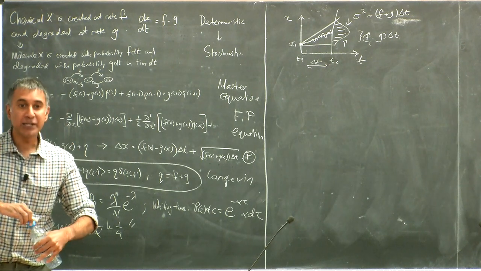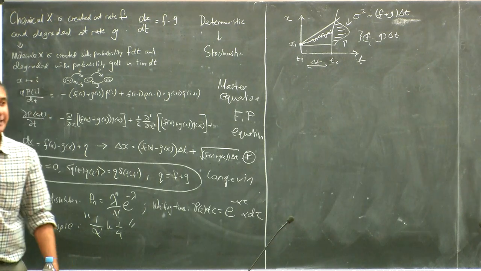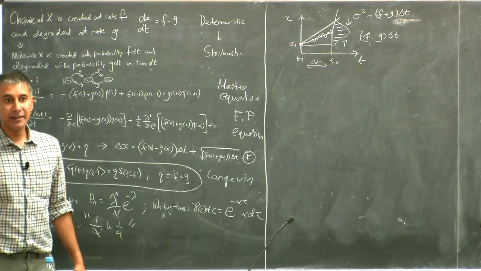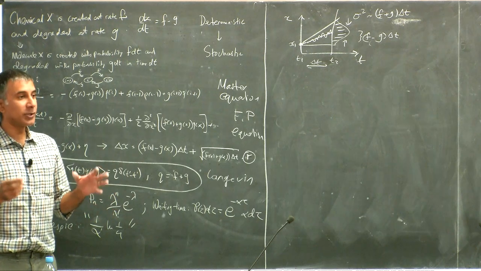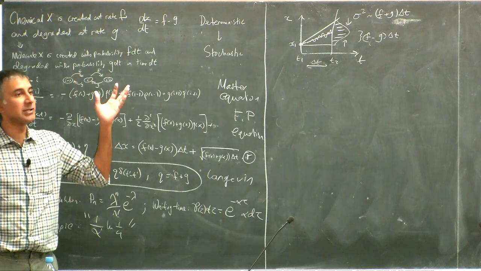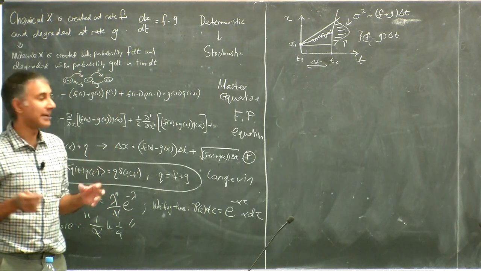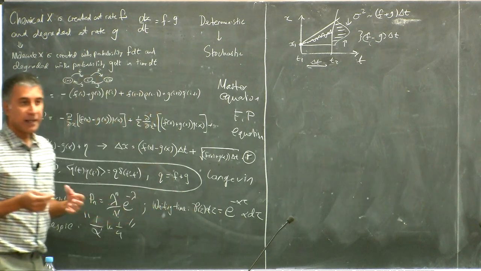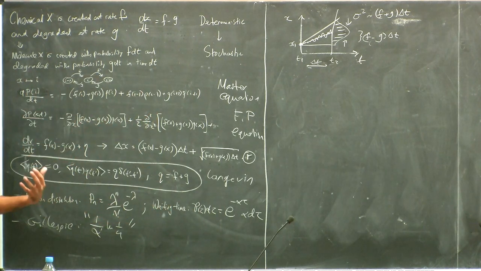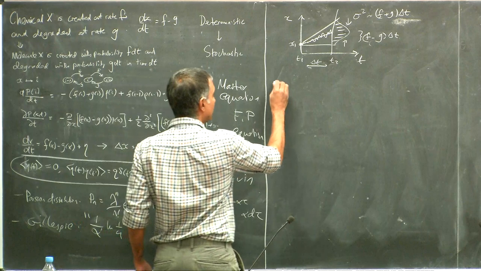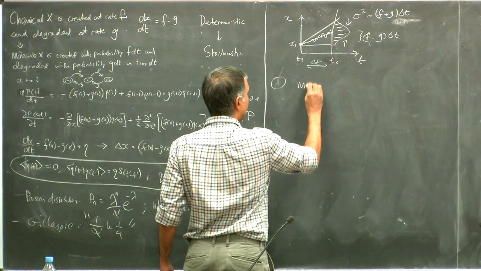Now, suppose I'm not interested in generating an entire stochastic trajectory. But suppose I'm interested, for whatever reason, in looking at the steady state distribution for some system. Then you don't have to go through many of these steps. You might actually be able to derive the steady state directly. Let me show you how for a couple of cases. So case number one, mRNA synthesis.